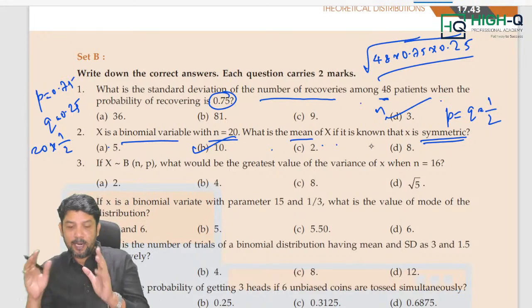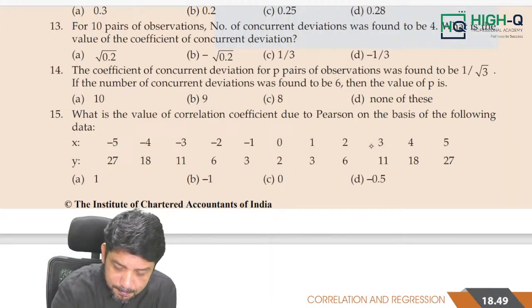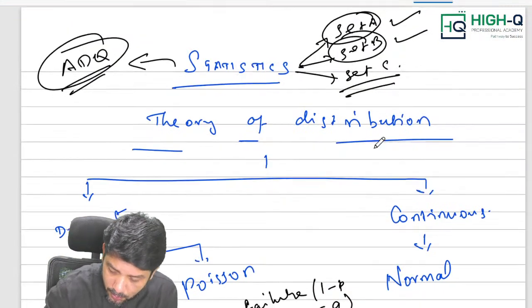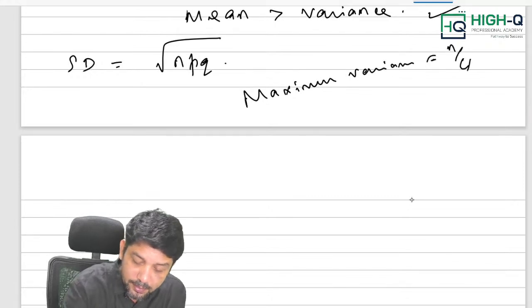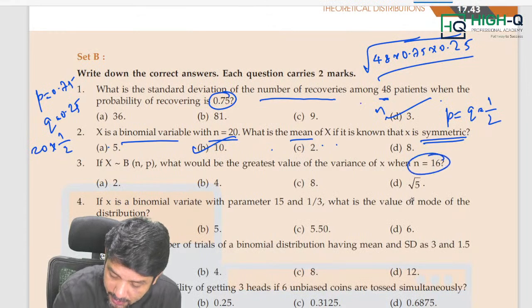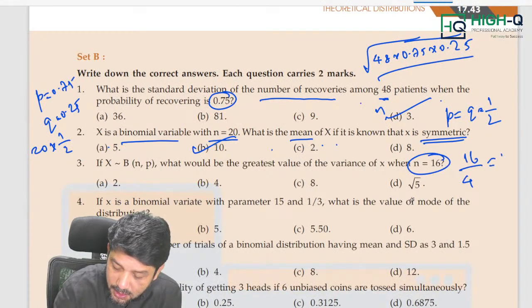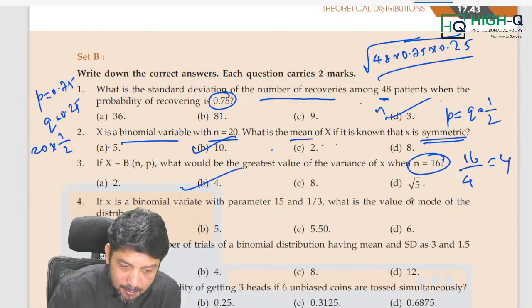That's it. In binomial distribution, what is the maximum variance? Maximum variance is n by 4. Now here n is equal to 16, which is nothing but 16 by 4, which is 4, my dear. The maximum variance is equal to 4.